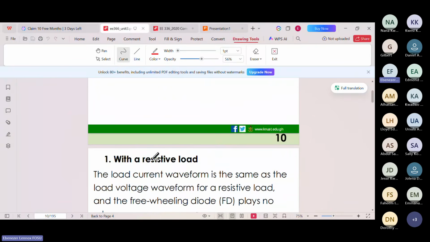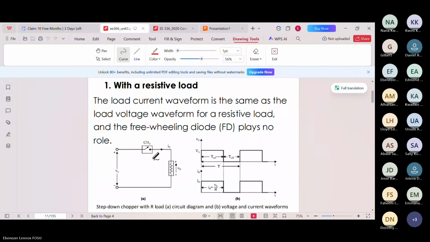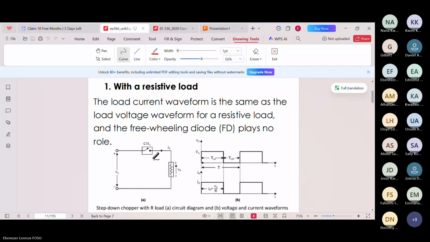Step down. Let's start with this one. The first thing we are looking at is step down. I know we all understand step down. It basically steps down the voltage. It takes a DC voltage and reduces it to a lower value for you. This is basically the circuit. We are looking at the one with resistive load.